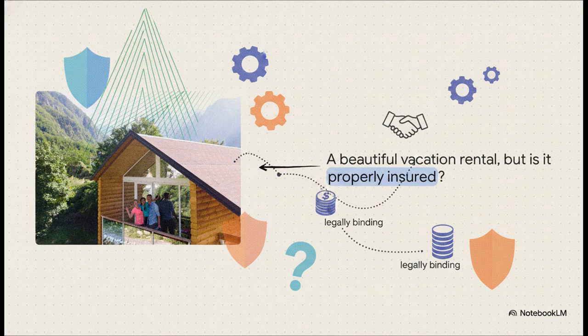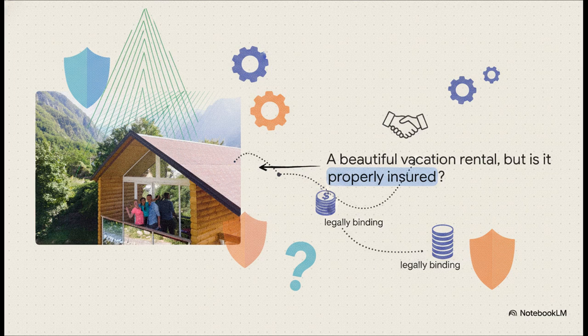Even with the absolute best rules in place, the worst-case scenario is eventually going to happen. It's just a matter of time. You are operating a real commercial enterprise here, and you need to protect that physical asset accordingly. You might have the most beautiful vacation rental in the world, but is it actually properly insured? A lot of hosts rely entirely on platform protections, like Airbnb's Air Cover.